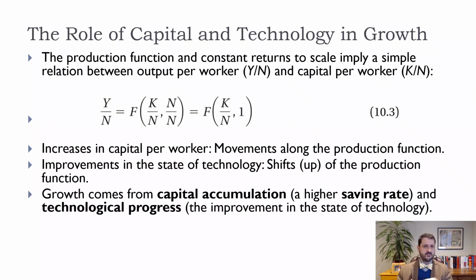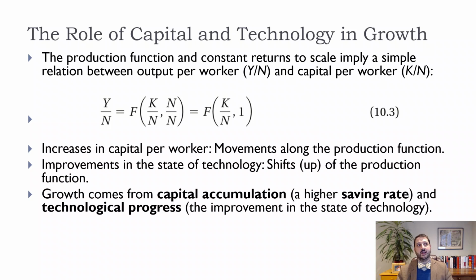So we're going to divide through everything by N, and we're going to get output per worker on the left-hand side, and then capital per worker on the right-hand side. So output per worker will be some function of capital per worker, and then just this constant one. And so if we increase capital per worker, then we're going to move along our production function and we'll increase output, but it will be concave, right? So we'll have decreasing returns.